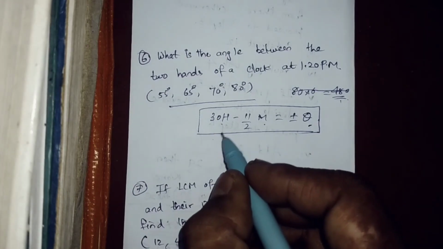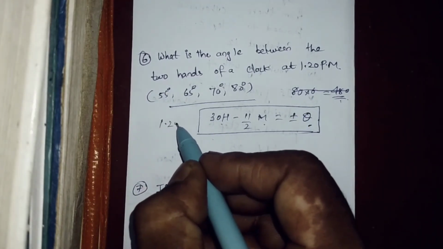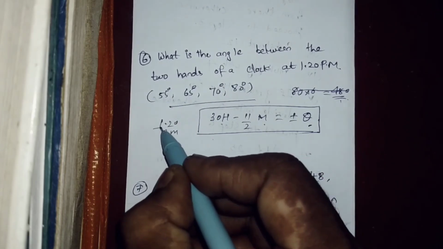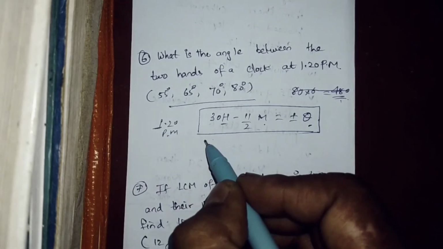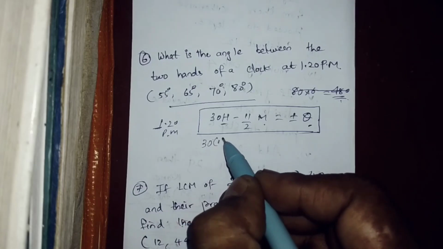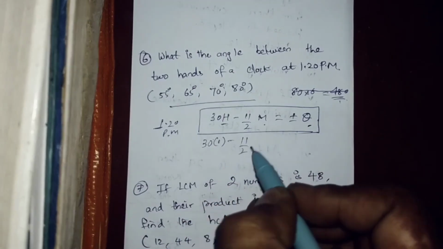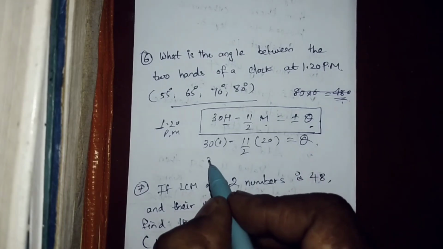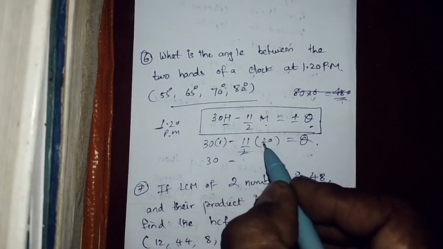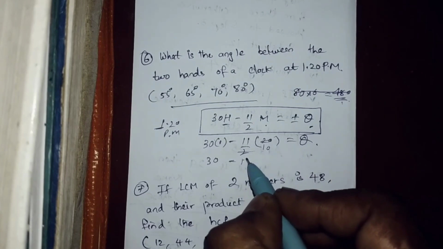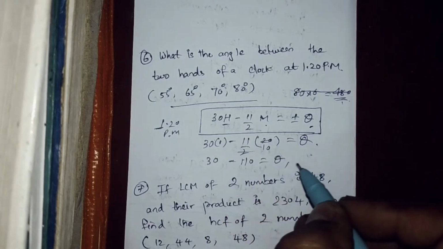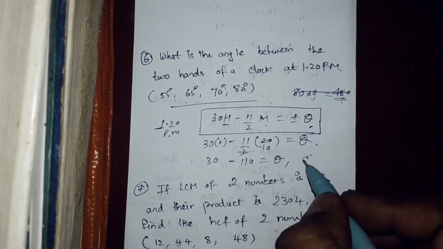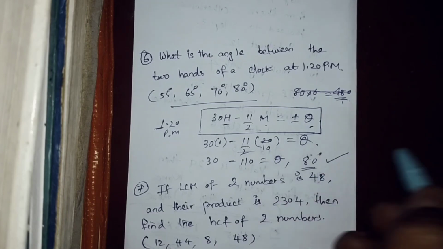Now it tells I have to take when the time is 1:20 p.m. How to take? We have to take the first one in place of h. 30 into 1 minus 11 by 2, m place is 20, is equal to theta. So 30 minus 110 is equal to theta. 110 minus 30 is 80 degrees.